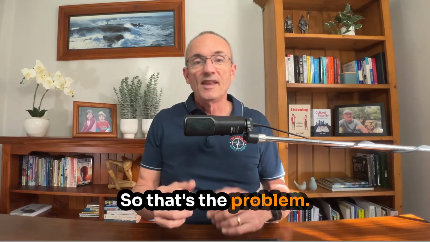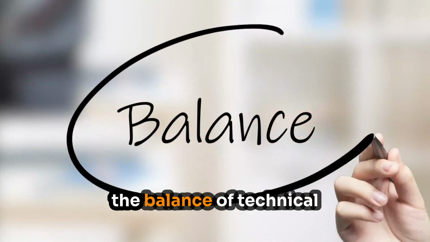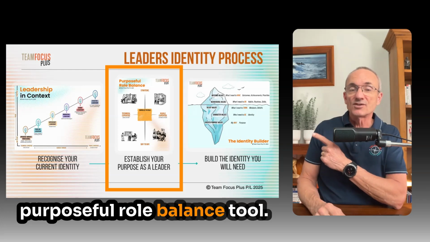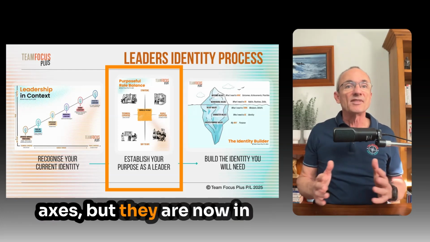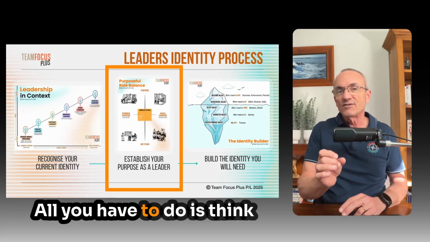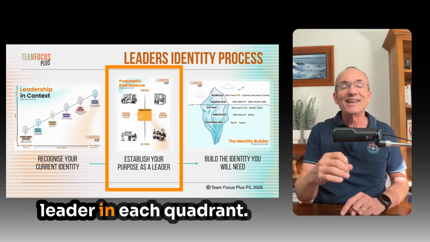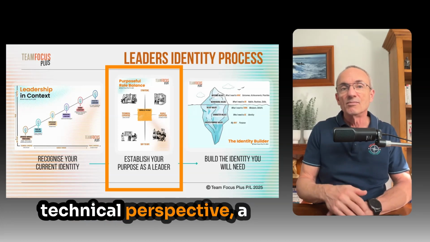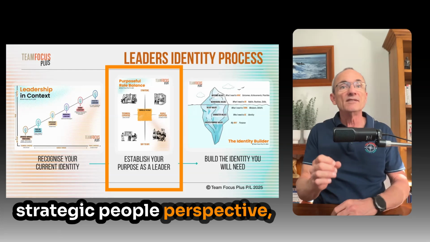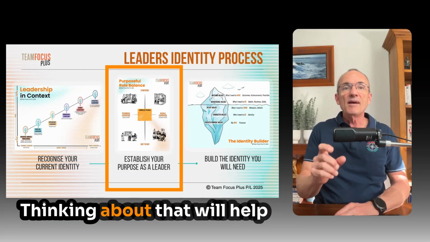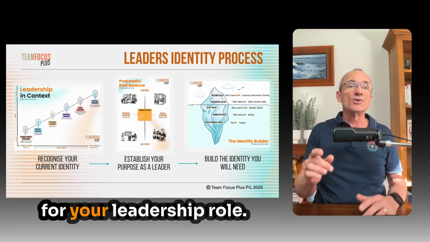So that's the problem. The way you fix it is by getting the balance of technical and people responsibilities right for your current role. And for that, we use the Purposeful Role Balance tool. This uses the same two axes, but they are now in a 4-quadrant model. Each quadrant represents a different part of your role. All you have to do is think about your purpose as a leader in each quadrant. What is your purpose as a leader from a strategic technical perspective? A strategic people perspective, a day-to-day technical perspective, and a day-to-day people perspective. Thinking about that will help you balance the right activities for your leadership role.